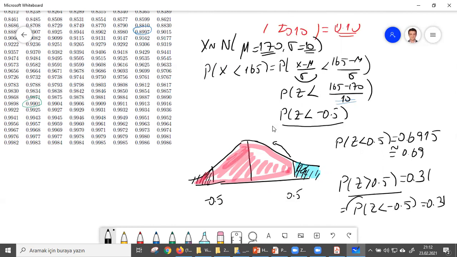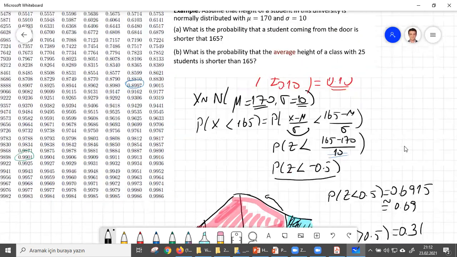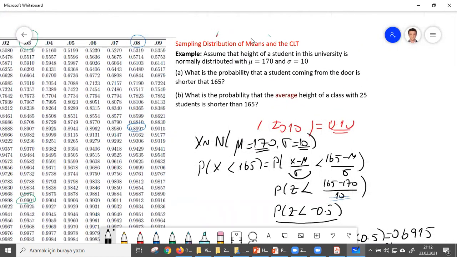So what does this mean? The probability that a guy comes to the class, and we know that the distribution of the students in Özyeğin University is normal with mean 170 and standard deviation 10, and the probability that somebody comes from the door and he or she is shorter than 165 is 0.31, or let's say 31%. That's the probability.